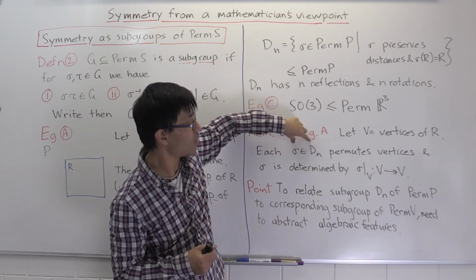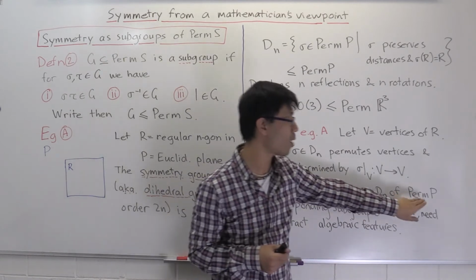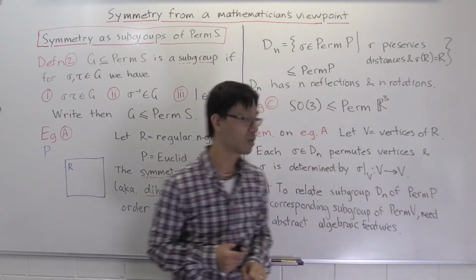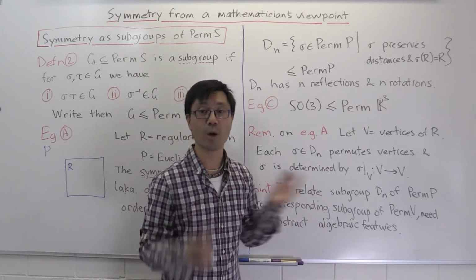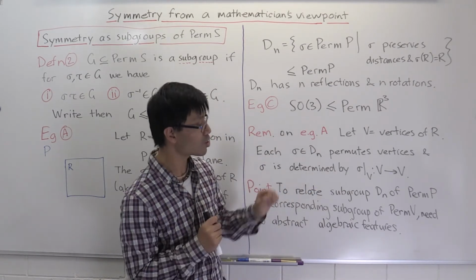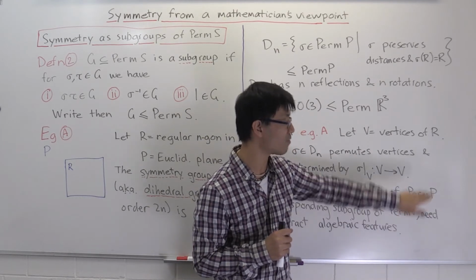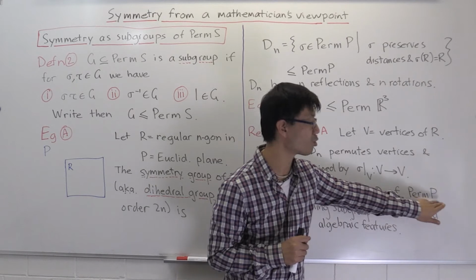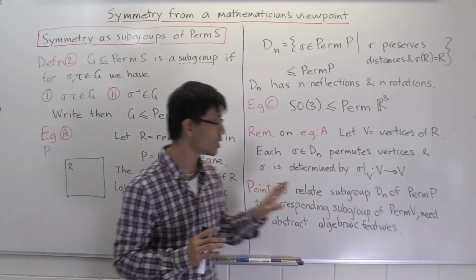These elements here, which give you symmetries of R, give you a subgroup of a permutation group of P. So of course they're very strongly related, and of course you want to use one to study the other. Okay, so the question is, how do you move between the permutation group of V, or subgroups of that, and subgroups of a permutation group on P?